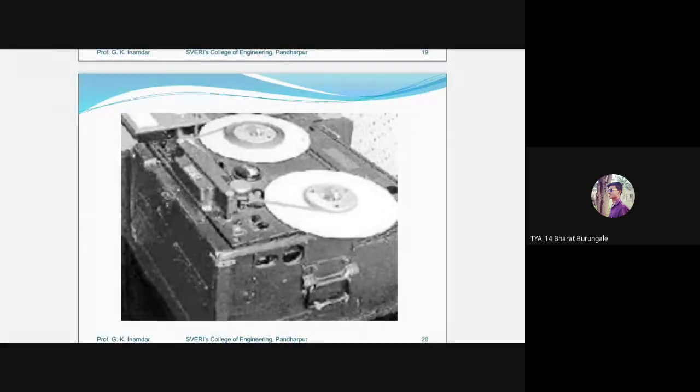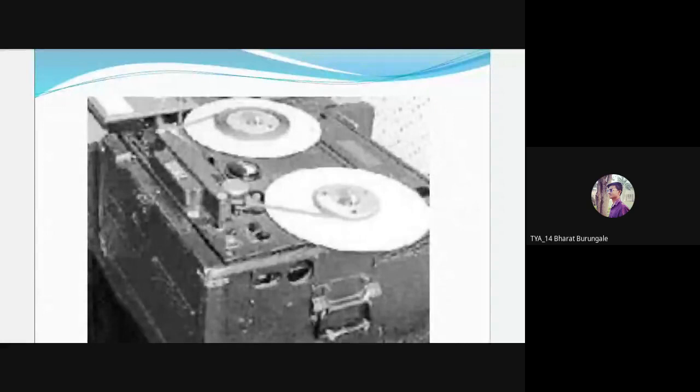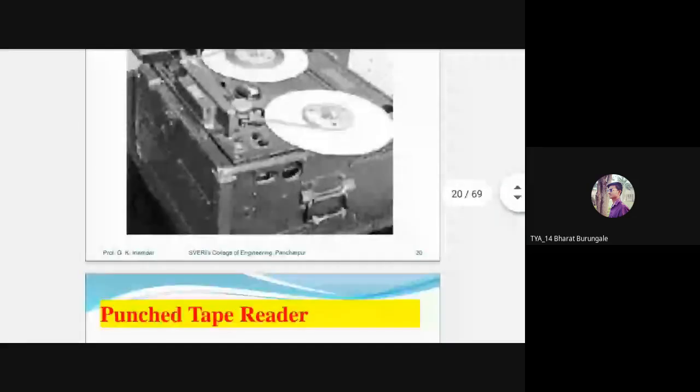Whatever the film will be created, in our DVD machines are there. Okay, DVD is also there, CDs are also there. And this is nothing but the tape readers. Different boxes are there, whatever we say the set-top boxes are there. Different speaker, different mic systems are there. Okay, like this. This is a very old method. Okay, punch tape readers.